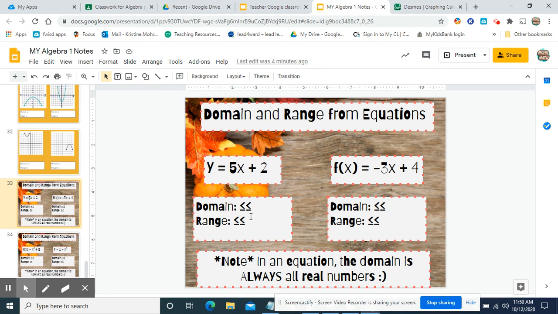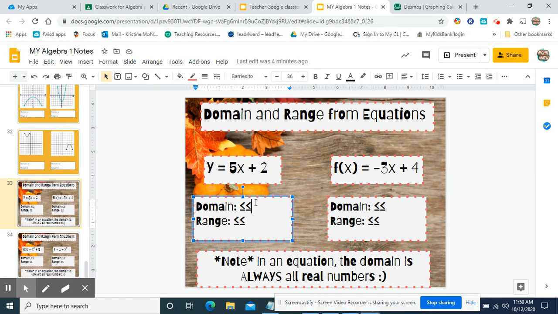So linear equations are, in my opinion, the easiest because they are always going to be all real numbers. I'm going to put just the symbol, so we don't have to write the whole thing, but that means all real numbers. And same thing for the range, all real numbers.